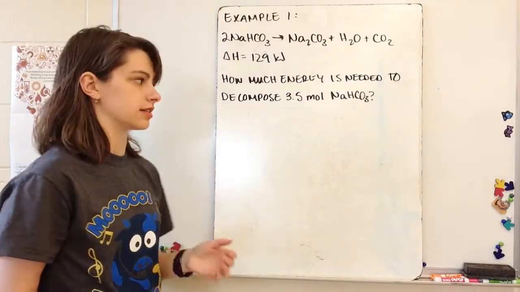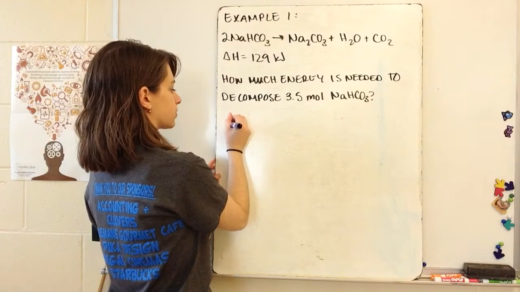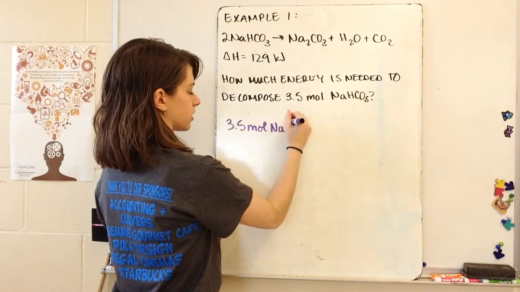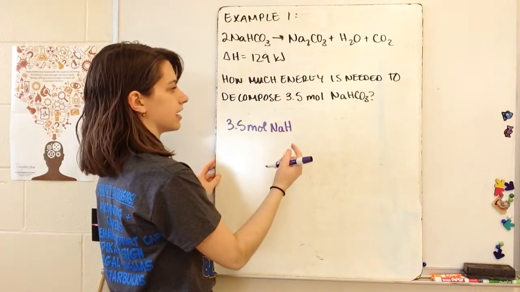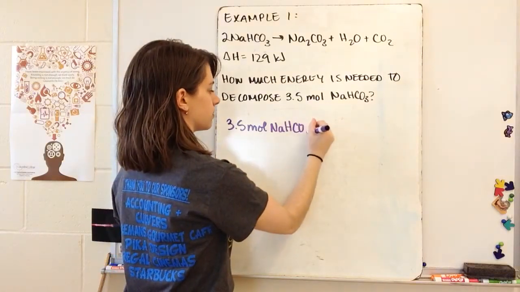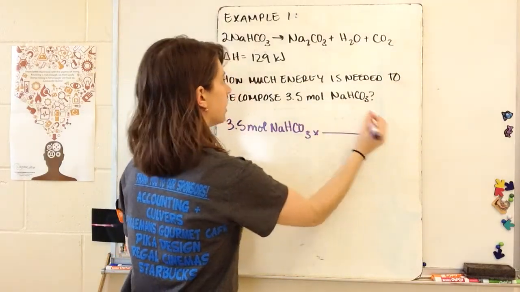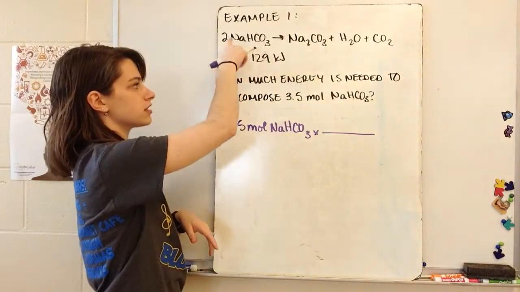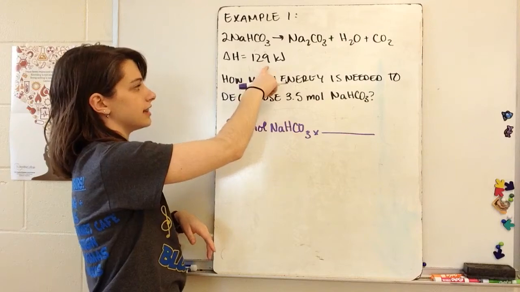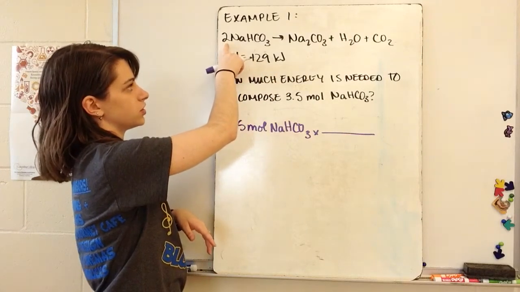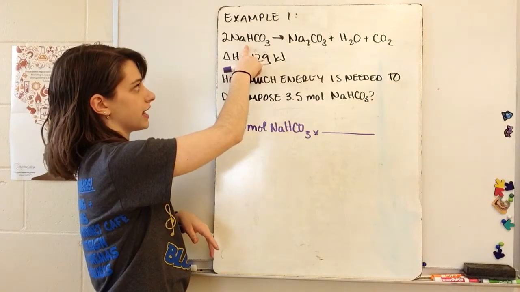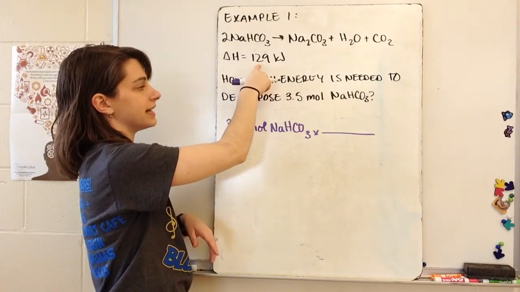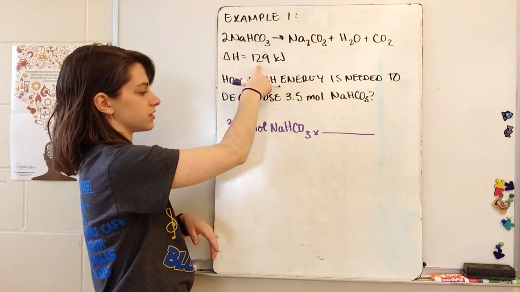So here's how we're going to set this up. We have 3.5 moles of NaHCO3, our sodium bicarbonate, to start with. Now looking up here, we're going to look at a combination between our coefficients and our delta H. And this tells us, since we have a coefficient of 2 in front of our sodium bicarbonate, for every 2 moles of sodium bicarbonate, we need 129 kilojoules of energy.